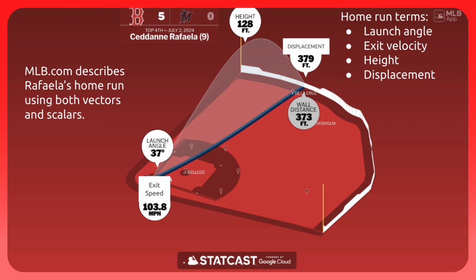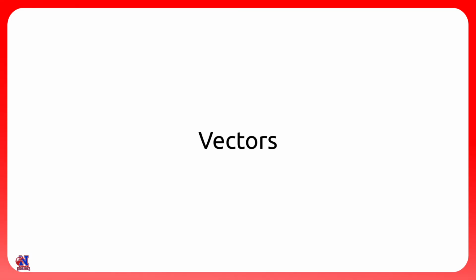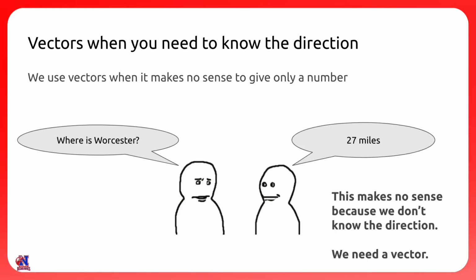Cedane Rafaela hit a home run on July 2nd this summer, and this is the information about that home run. And so we can see that some of this information is vector information and some of it is scalar. So let's look at vectors first.